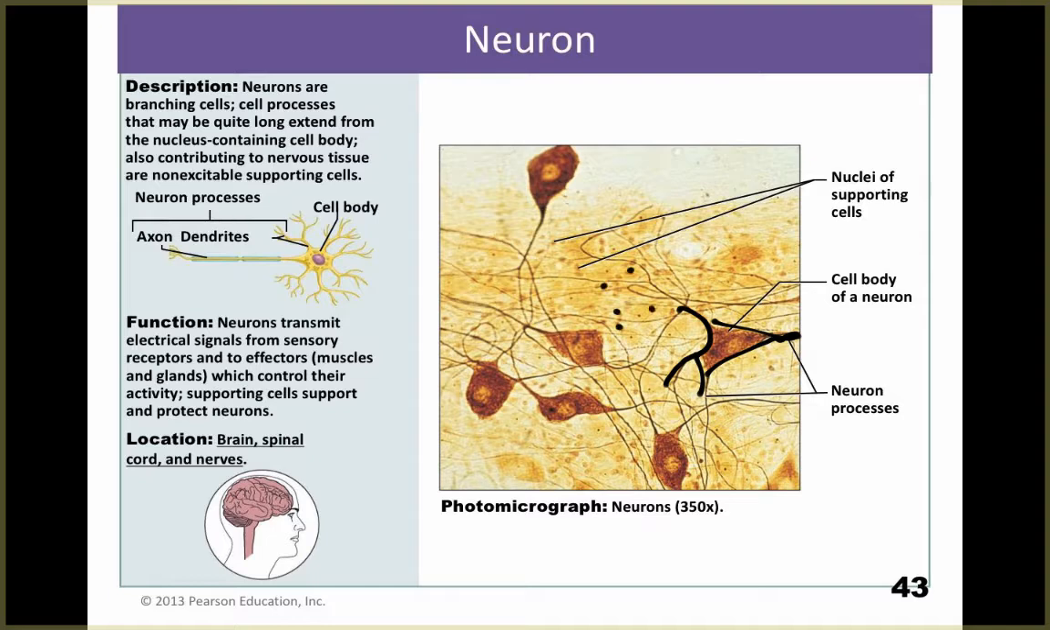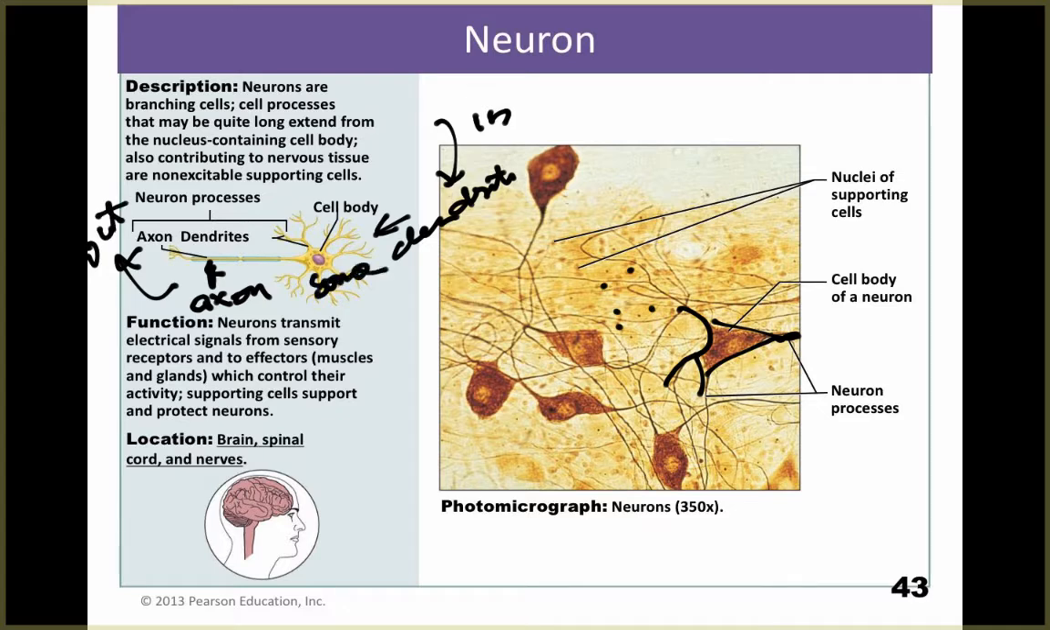Now, the neurons are branched, and they're composed of, you can see here, an axon, and these are dendrites. Basically information comes in here and goes out here. And this is the cell body, also known as the soma. So they help to transmit electrical signals, right? From sensory receptors to the effectors, which are going to cause the change in the body. And that's what controls activities. And of course, the neuroglial cells are the supporting cells, and you can find those in the brain, spinal cord, and the nerves.